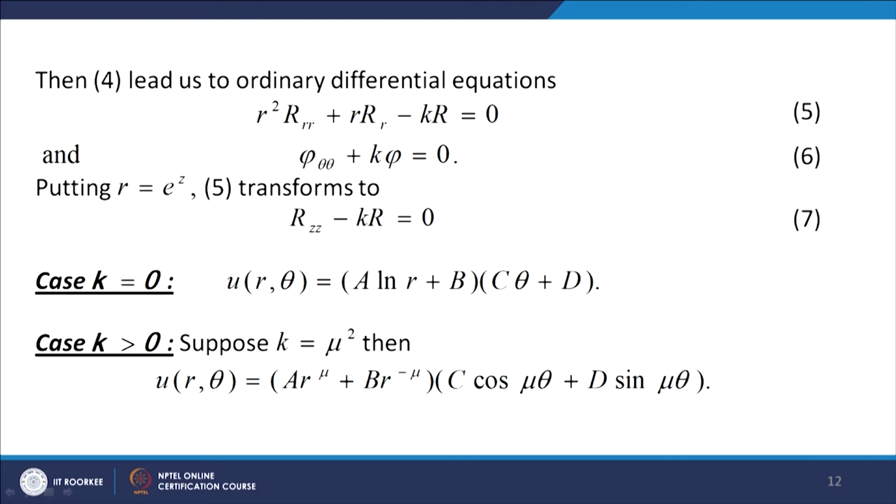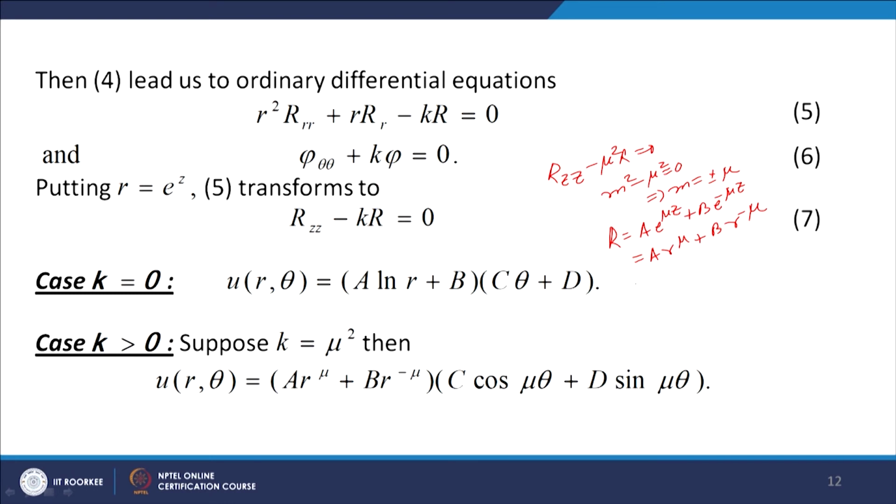When k equal to mu square, then what we will have, R_zz minus mu square R equal to 0. So, it is a linear differential equation with constant coefficient. The auxiliary equation is m square minus mu square equal to 0. So, m equal to plus minus mu, and therefore, R will be equal to a e to the power mu z plus b e to the power minus mu z, but e to the power z is equal to r. So, we have a times r to the power mu plus b times r to the power minus mu.